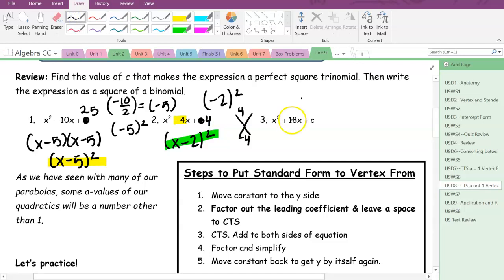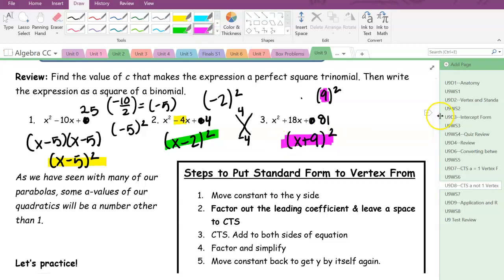All right, one more like this. Take your b value, divide it by 2, square it. 9 squared is 81. Multiplying to 81, adding to 18, that's going to be 9 and 9. And again, it's always going to be what we get when we divide our b value by 2. So x plus 9 squared.